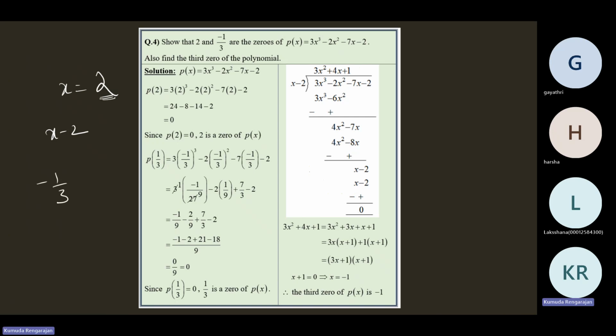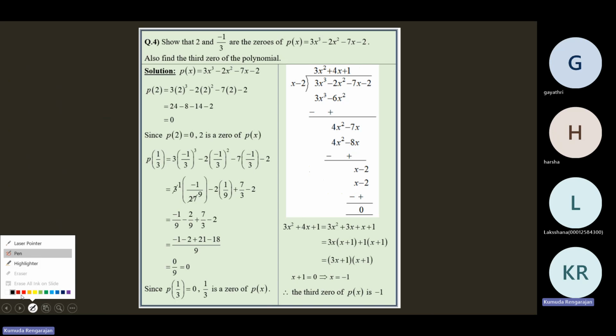Minus 1 by 3 is a 0. X is equal to minus 1 by 3. So x plus 1 by 3 is a factor. So you can divide the polynomial by x minus 2 or x plus 1 by 3. But since this is plus 1 by 3, with a fraction, we want to do a simpler division. So we divide the polynomial by x minus 2. Long division we have seen in the last class and the class before that also, I think. So long division you should be able to do.